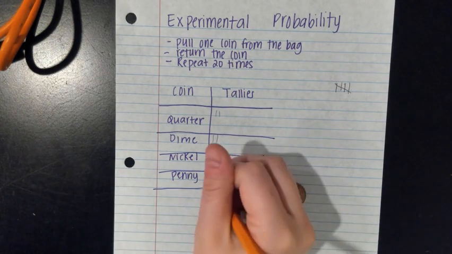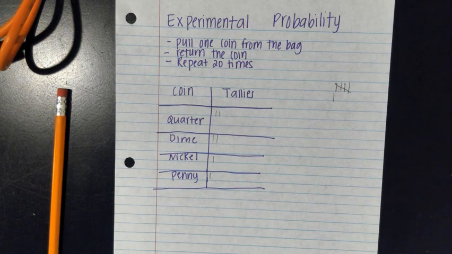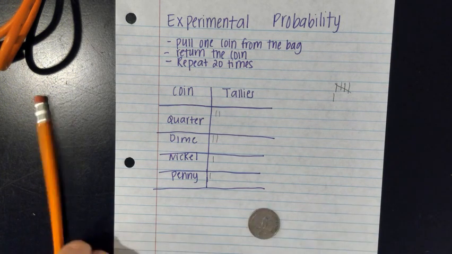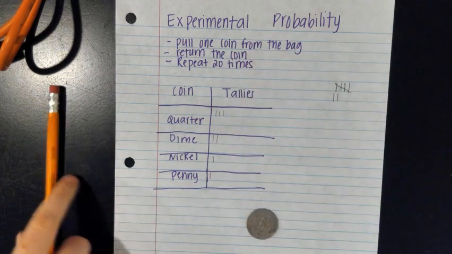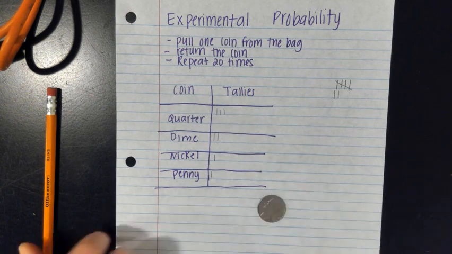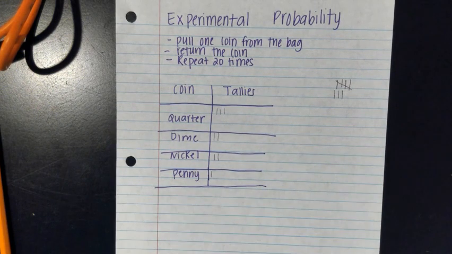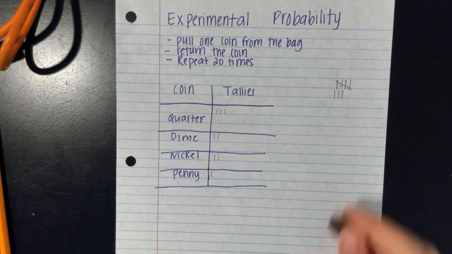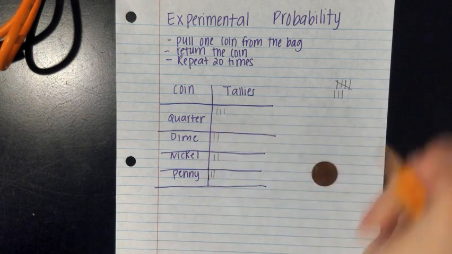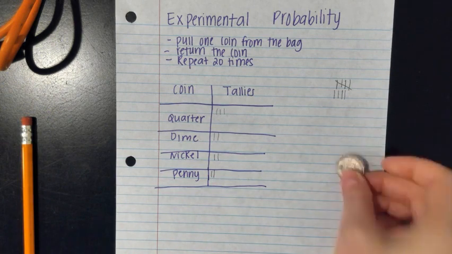Penny. Quarter. And also, as I'm doing this, just as a reminder, this is an independent, simple event, because I'm only doing one thing. Dime. No, that was a nickel. My bad. But I put it in the right spot. I said the wrong thing. Penny. But I put it in the right spot on the table. We're kind of even. Nickel.